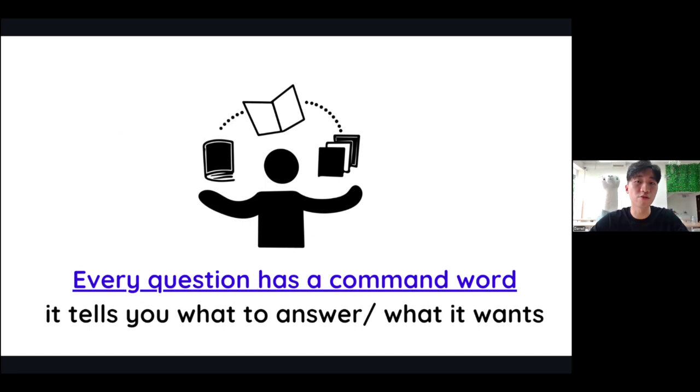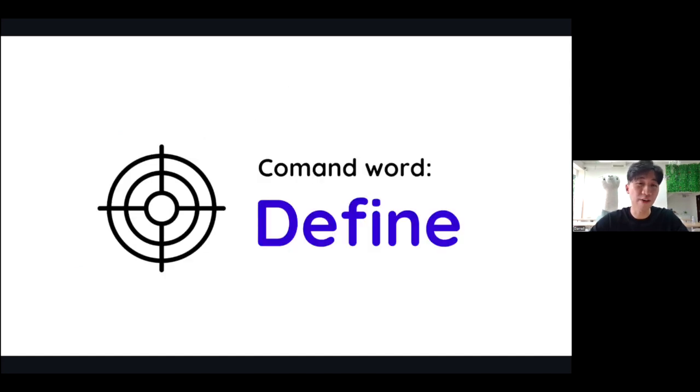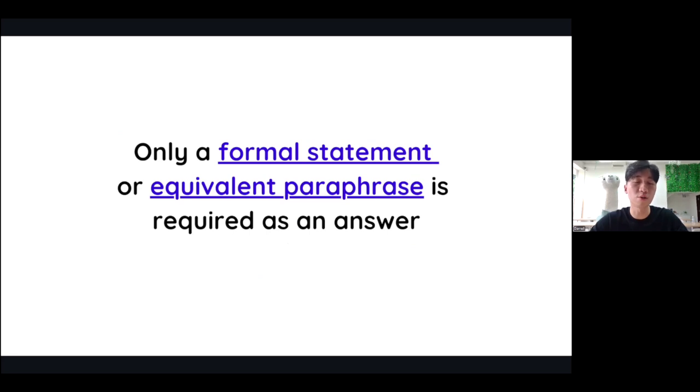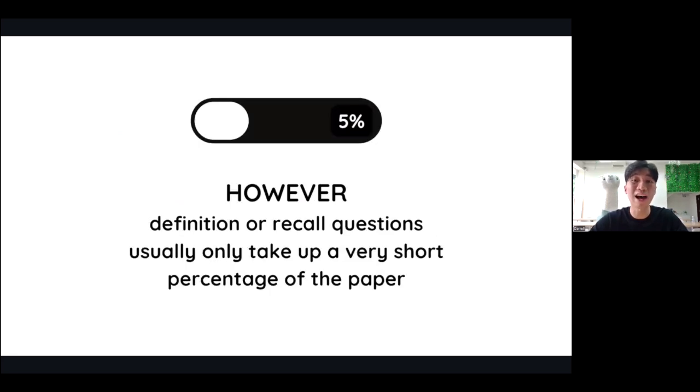So let me run through with you the more commonly tested command words. I'll start with the simpler ones, followed by the more challenging ones. The first I'll start with is the word define. Now, define is intended to be literal. Only a formal statement or an equivalent paraphrase is required. For a definition question, you need to be highly precise. Any keywords that are not included here will result in you not getting the mark.